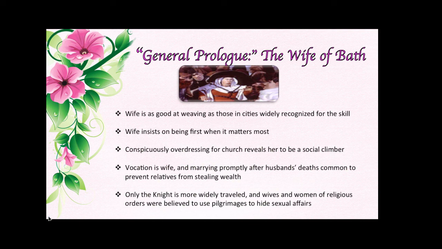One of the ways we know this is because it talks about how many pilgrimages she's been on and how widely traveled she is. Of all the pilgrims introduced in the General Prologue, only the knight is more widely traveled, and of course he's traveled a lot to participate in battles. The wife has been on a lot of pilgrimages, not only in England, but also in other areas of Europe.